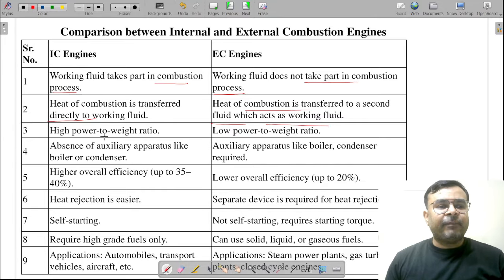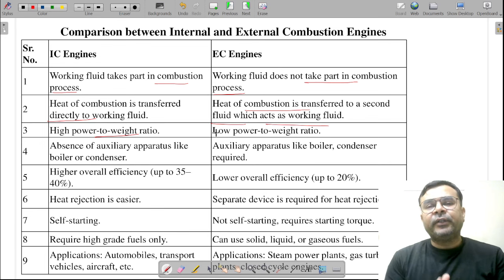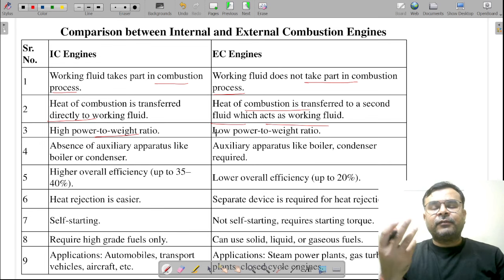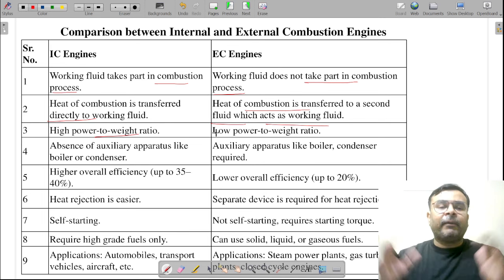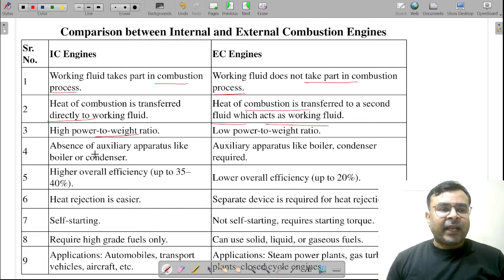Okay. And high power to weight ratio, of course I told you already, in an IC engine we have a very high power to weight ratio, meaning for producing a unit kilowatt of power, a small size engine is required in an IC engine, but in the case of an external combustion engine, a big size engine is required. Okay. Auxiliary apparatus like a boiler or condenser are not required in an IC engine. But yes, in an external combustion engine we need a boiler and condenser.